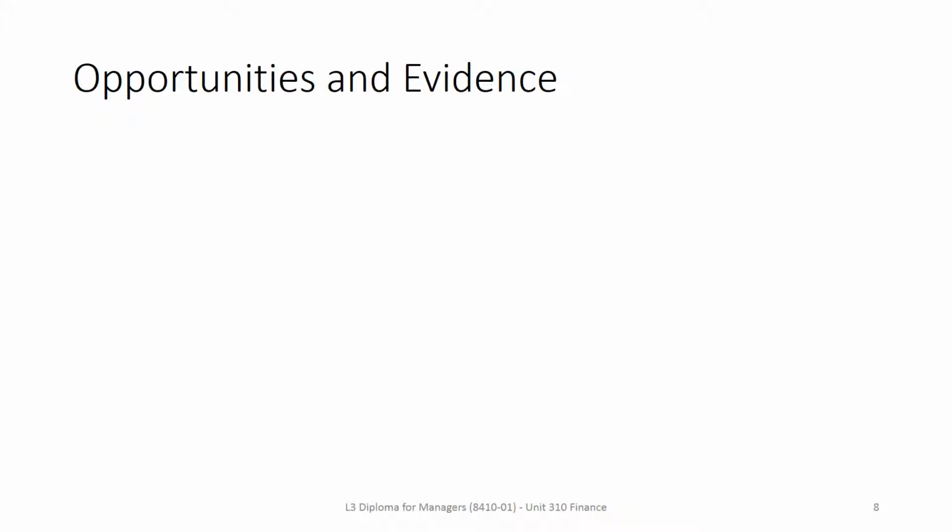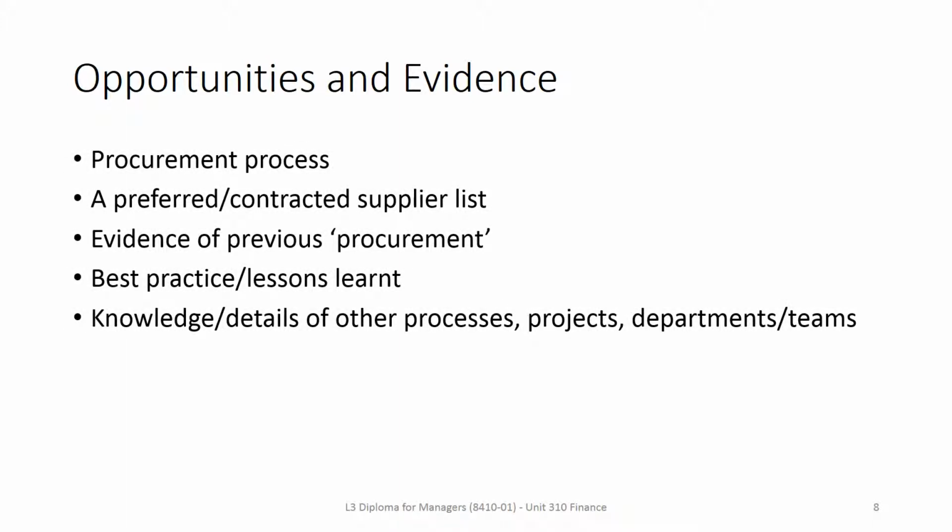So we need to be aware of things like the list that's on the screen. Do we have procurement processes, or what is our process for procurement? Do we have things like a preferred or contracted suppliers list? Is there evidence of previous procurement that we can use to look at? Do we make use of best practice and lessons learned? Do we have the knowledge and details of other processes, projects, departments, teams, or are we working in our own silos? So these are just a few things that we need to think about as we move forward.